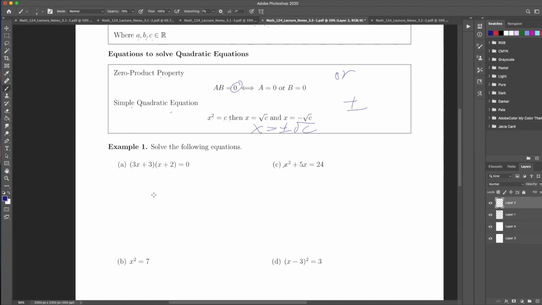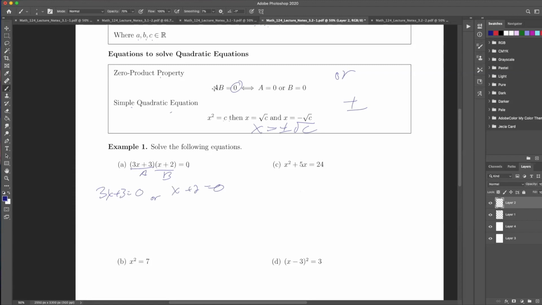All right, so let's solve the following equations. For this one, we're going to be using the zero product property. So this is my a, and this is my b, and that's equal to 0. So that means either 3x plus 3 is equal to 0, or x plus 2 is equal to 0.